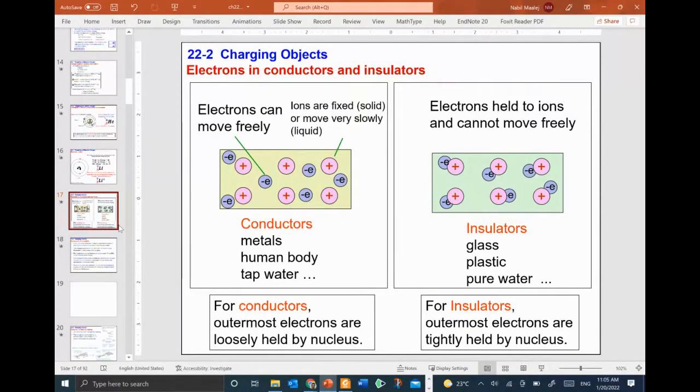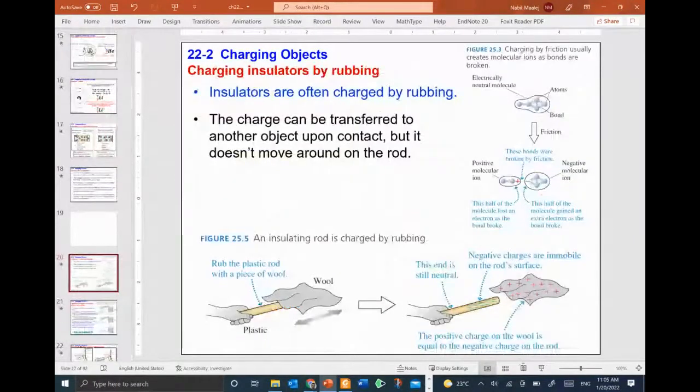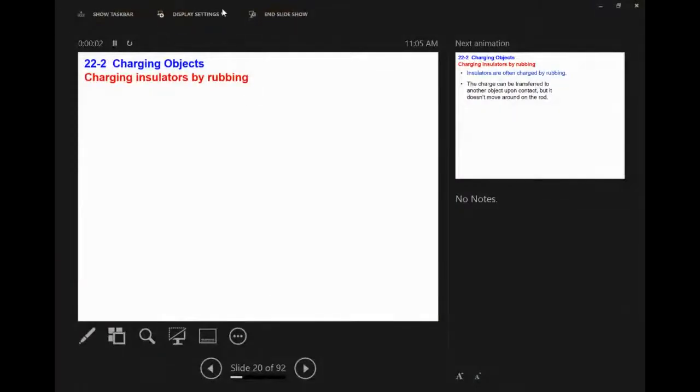Okay, and we had an interesting question. I forgot to ask the question. It was, well, if the electrons are tightly bound to the molecule or to the atom in the insulator, how come we can charge them? And I promised that will be the next slide that we will cover. So let me go into this slide and start the presentation mode.